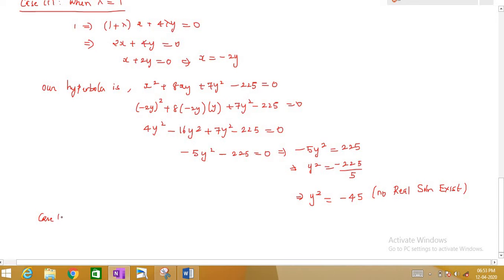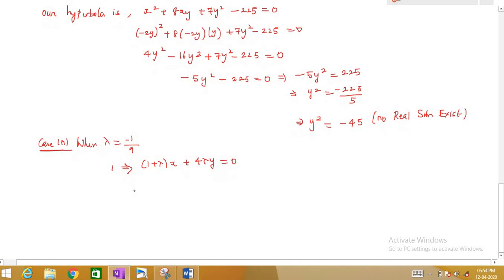So what will be our case 2? When lambda is equal to minus 1 by 9, right? When lambda is equal to minus 1 by 9, this is our case 2. Now we will see what happens to our equation 1. We can also substitute in equation 2, right? Our equation 1 is 1 plus lambda into x plus 4 lambda y equal to 0. Now we'll substitute lambda is equal to minus 1 by 9.